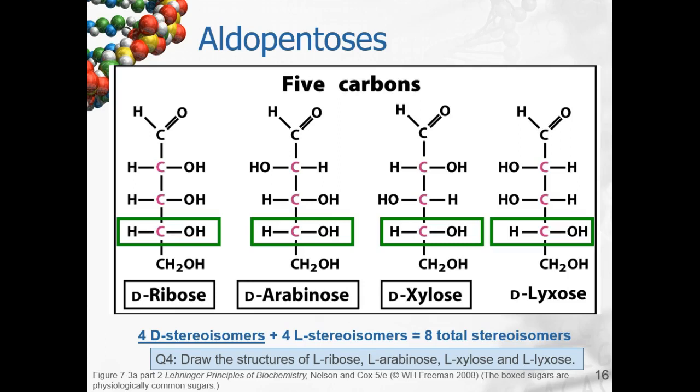And the D stereoisomers are shown here. So we have D-ribose, D-arabinose, D-xylose, and D-lyxose. So in a lot of these pictures, the artist has put a box around the sugars that are physiologically important. I'm sure you've heard of D-ribose, which you find in RNA. So you should pause the presentation and take a minute to draw the structures of L-ribose, L-arabinose, L-xylose, and L-lyxose. So pause the presentation and then come back.